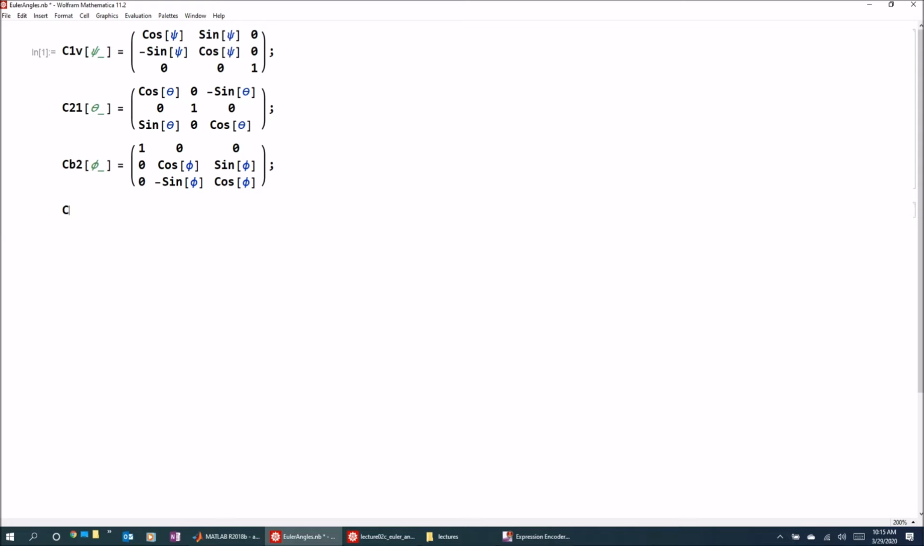And now let's compute the final rotation matrix. We said this is going, whoops, I got it the wrong way. I've got to make sure we get this right: BV. So this is going from the vehicle northeast down frame to the body frame, and we said this was a function of phi, theta, and psi. And this was going to be CB2 of phi times C21 of theta times C1V of psi. There we go, so that's what this should be. Let's shift enter that, and now let's take a look at what this looks like.